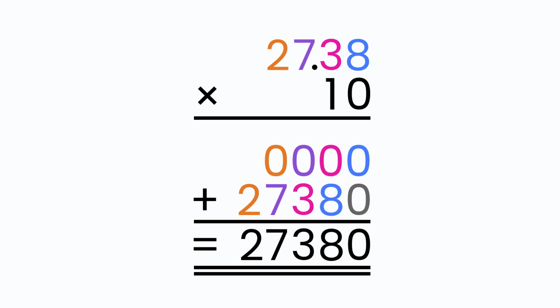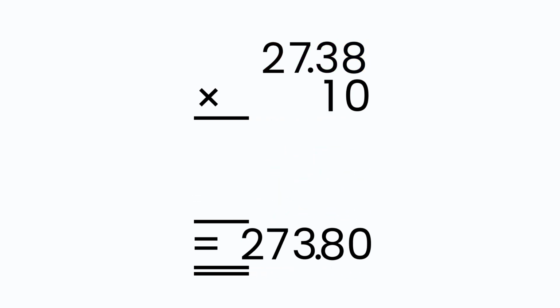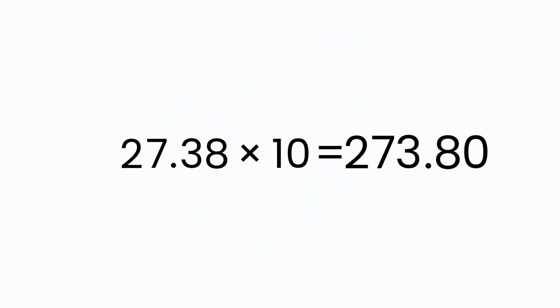The two factors have a total of 2 decimal places, so the answer requires 2 decimal places as well. The final answer is then 273.80, which equals 273.8. The method of moving the decimal place one step to the right was correct.